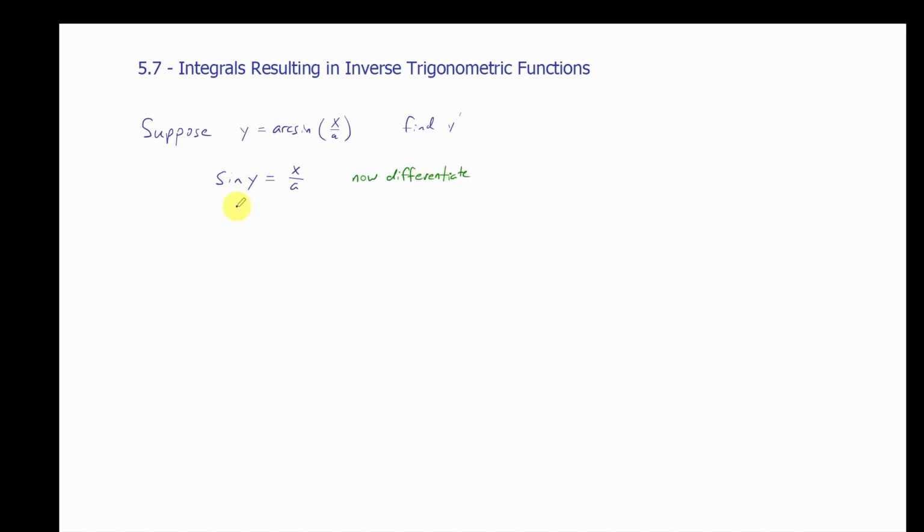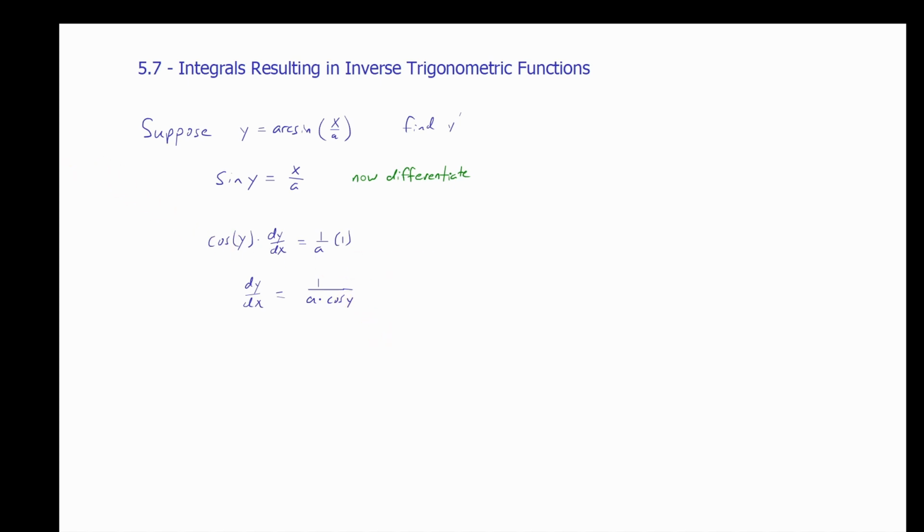The derivative of sine y with respect to x, I'm going to use the chain rule. So we'll have cosine of y times the derivative of y, dy dx. On the right-hand side, the 1 over a is a constant. The derivative of x is just 1. So dy dx is equal to 1 over a times cosine y. Divide both sides by cosine y.